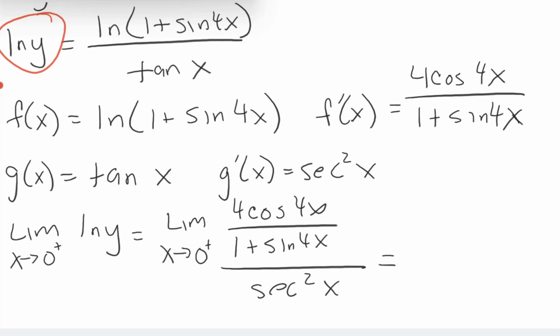So cosine of 0 is 1, so the top's 4. Sine of 0 is 0, so that's 1. And secant of 0 is 1, so that's 1. So that just equals 4. Every step you do, always just try to plug in the number quickly to see if it works. Saves you time.